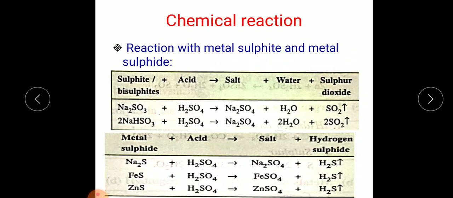Similarly, the reaction with metal sulfite and metal bisulfite. When sulfite or bisulfite reacts with acid, it forms salt, water and sulfur dioxide. Sodium sulfite reacts with sulfuric acid to form sodium sulfate, water and sulfur dioxide. And sodium bisulfite reacts with sulfuric acid to form sodium sulfate, water and sulfur dioxide. When you take a metal sulfide, for example sodium sulfide, and react with sulfuric acid, it will form the salt sodium sulfate and H2S gas. If you take FeS, that is iron sulfide, with sulfuric acid, it will form FeSO4 and H2S. H2S is hydrogen sulfide gas which has a rotten egg smell.